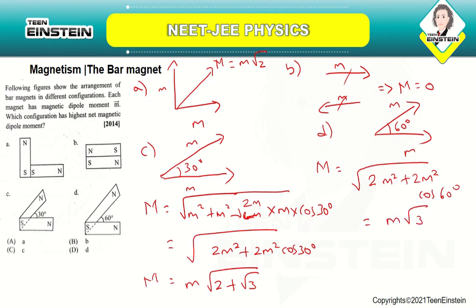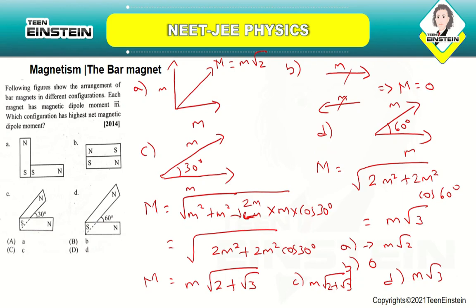When you compare all the four configurations, for configuration A you can see it is M root 2, for configuration B it is 0, for configuration C it is M root of 2 plus root of 3, and for configuration D it is M root 3.